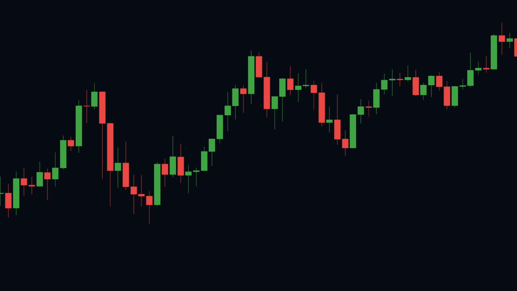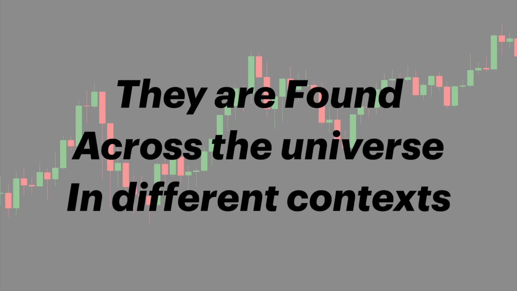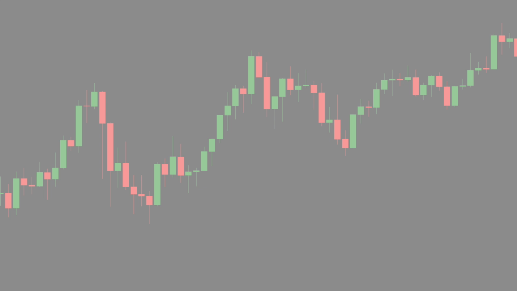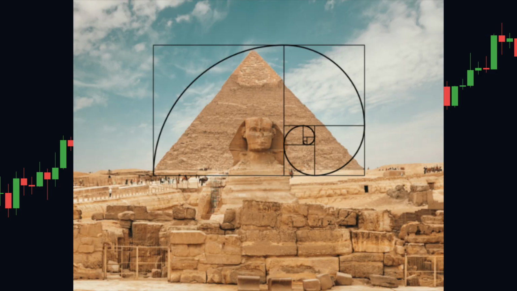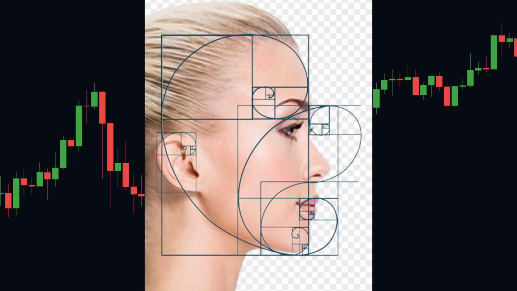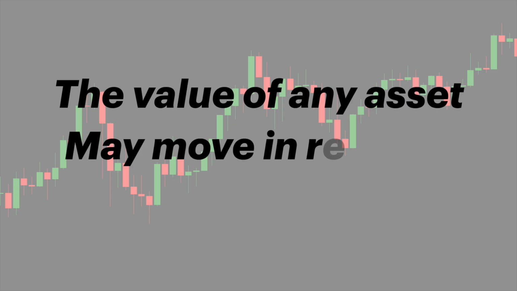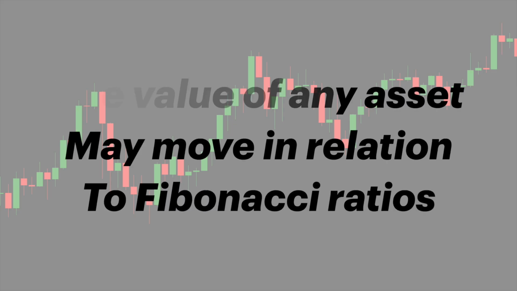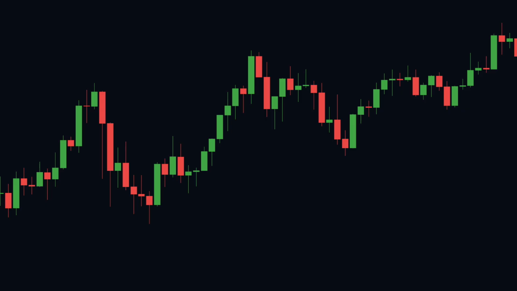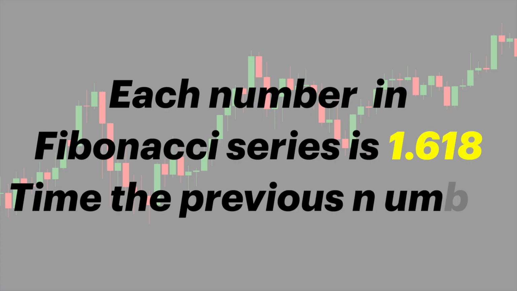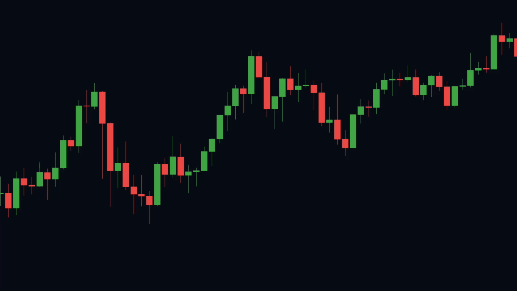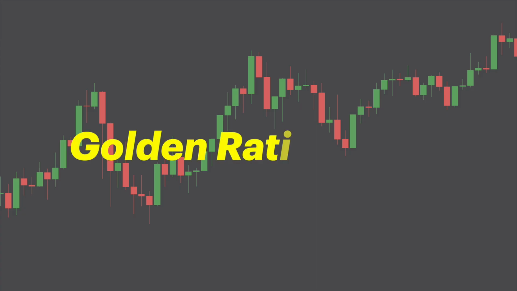These numbers are significant because they may be found across the universe in various contexts. Because ancient architecture, petals on flowers, and the structure of our faces and bodies are all related with Fibonacci, believers of Fibonacci argue that the value of any asset may likewise move in relation to Fibonacci. If you do the math, each given number in the Fibonacci series is 1.618 times the previous number. As a result, the number 1.618 is known as the golden ratio.